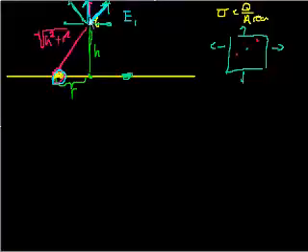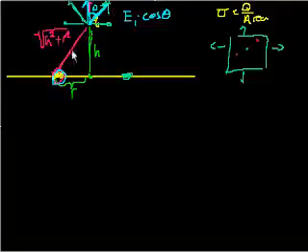What is that? Well, if we knew theta, if we knew this angle, the y component, or the upwards component, is going to be the electric field times cosine of theta. Right? Cosine is adjacent over hypotenuse. So hypotenuse times cosine of theta is equal to the adjacent. So if we wanted the vertical or the y component of the electric field, we would just multiply the magnitude of the electric field times cosine of theta.